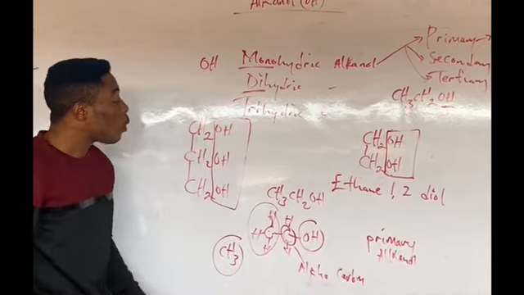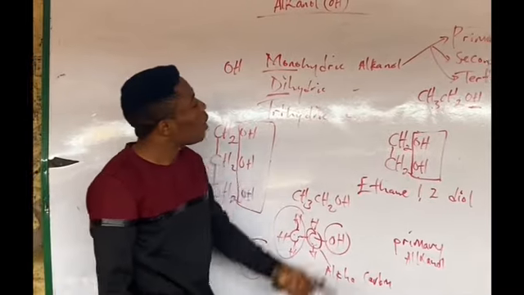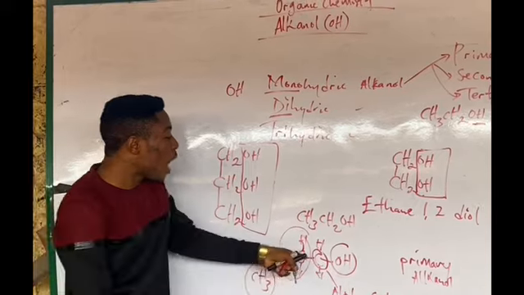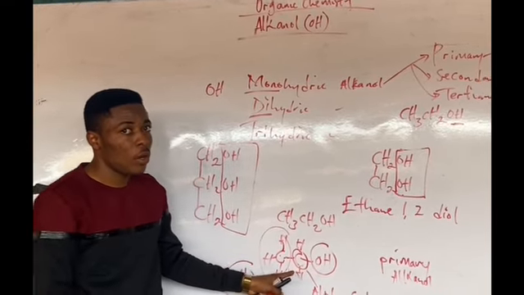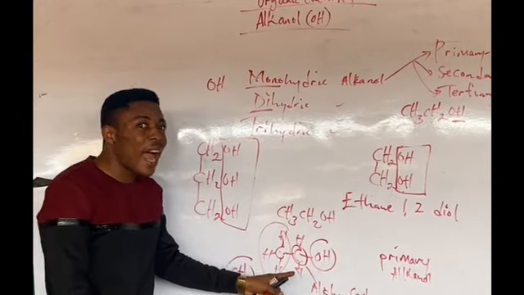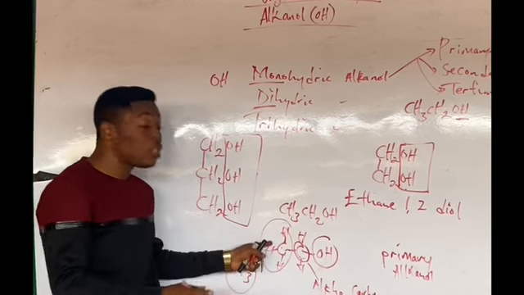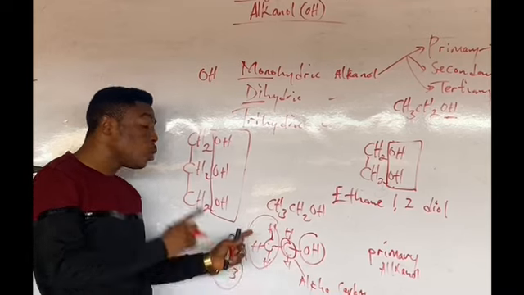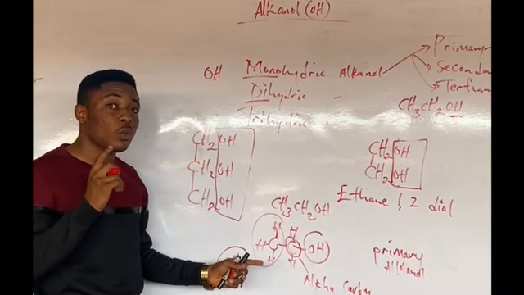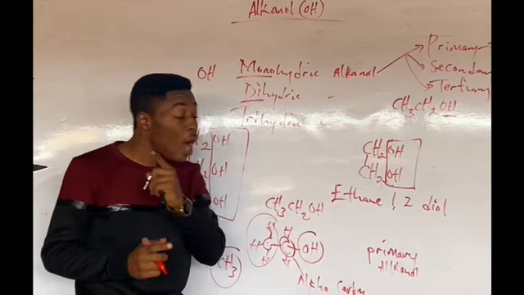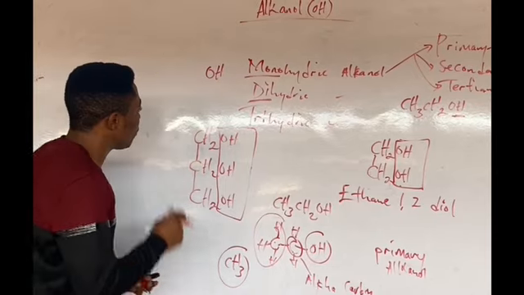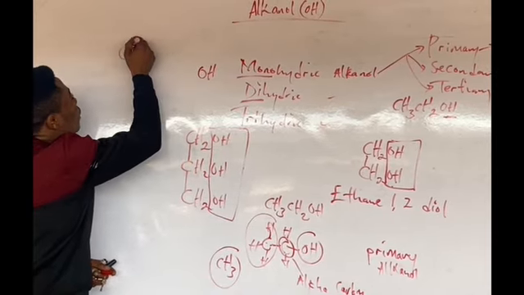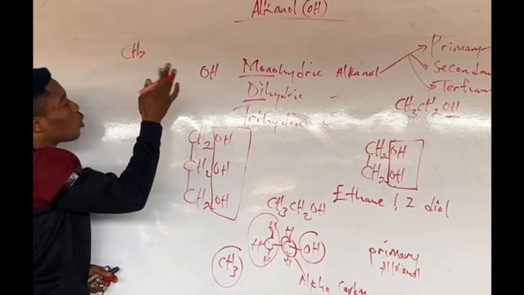Now, what about secondary alkanol? Secondary alkanol is actually when our alpha carbon has direct link with 2 methyl group. If the alpha carbon has direct link with the 2 methyl group, it is known as what? A secondary alkanol. I'll give you an example. If we have something like this, CH3, let me draw the structure rather.